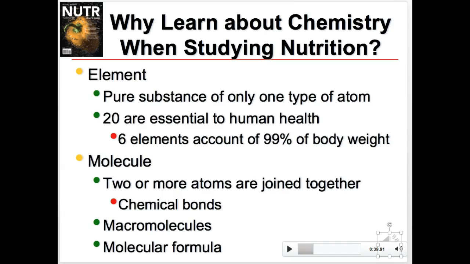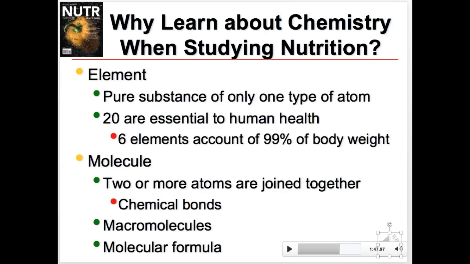So an element is a pure substance of only one type of atom. There are actually 92 elements in the human body. 20 are essential to human health, and 6 elements are the most common. They equal 99% of your body weight, and those are carbon, hydrogen, nitrogen, oxygen, phosphorus, and sulfur.